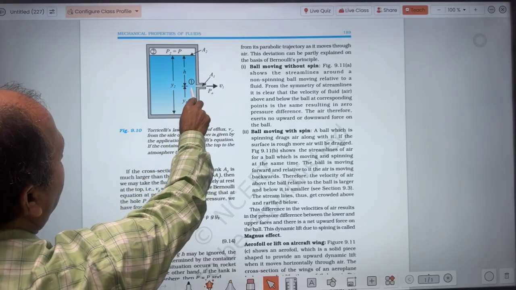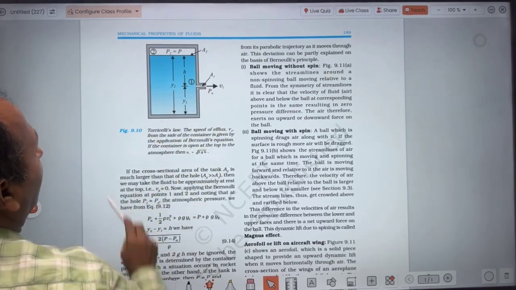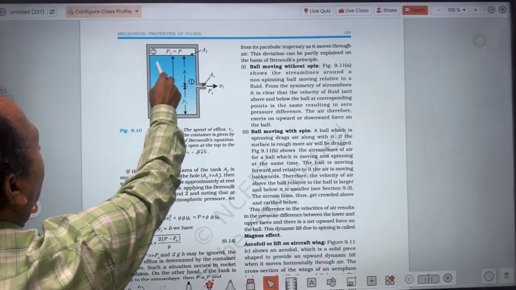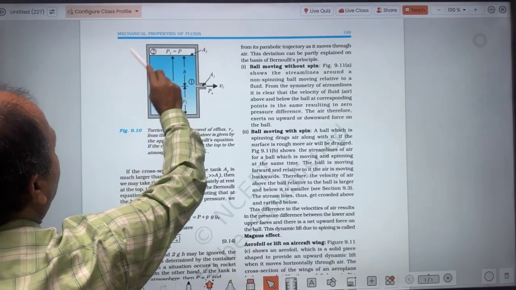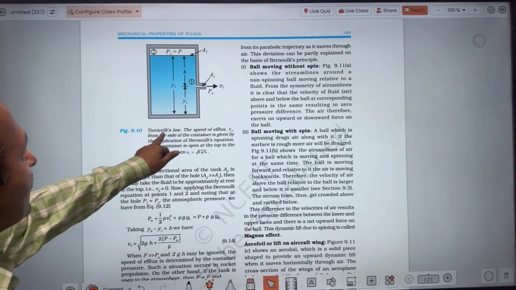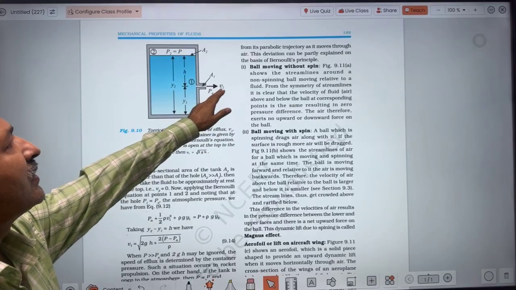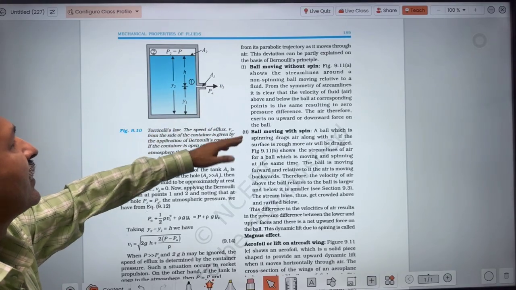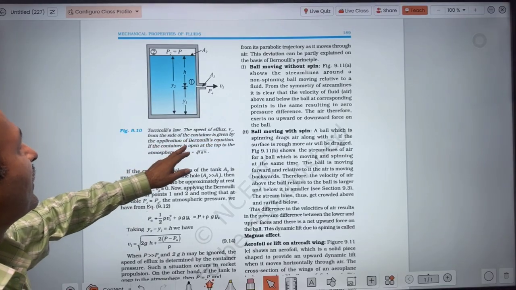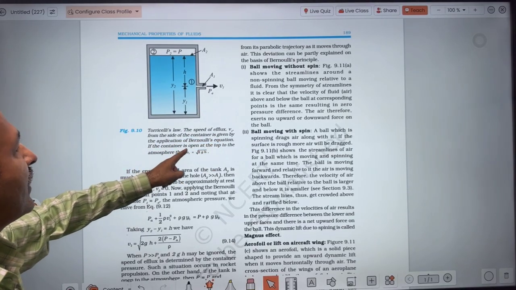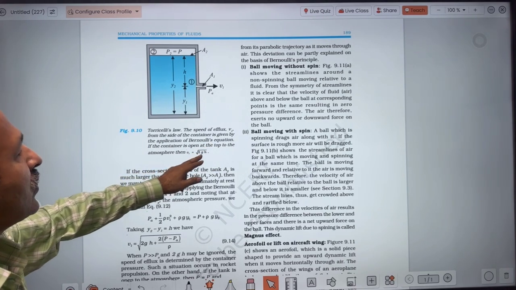is a small orifice through which liquid is flowing out with velocity v1. Here the area of cross section is A1. Here at the open surface the area of cross section is A2. So Torricelli's law: the speed of efflux v1, here our concern is to find out the speed of efflux. Efflux means liquid coming out from the side of the container, and it is given by the application of Bernoulli's equation. If the container is open at the top to the atmosphere, then v1 will be equal to root 2gh.